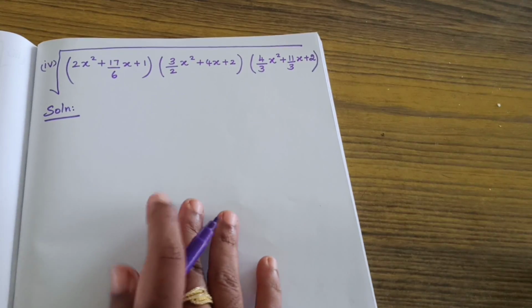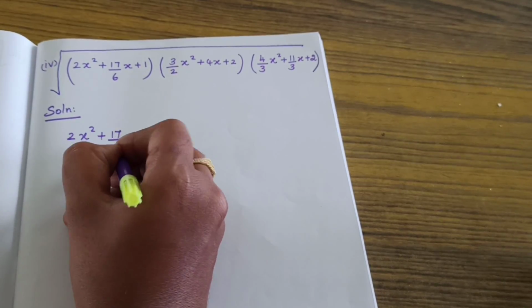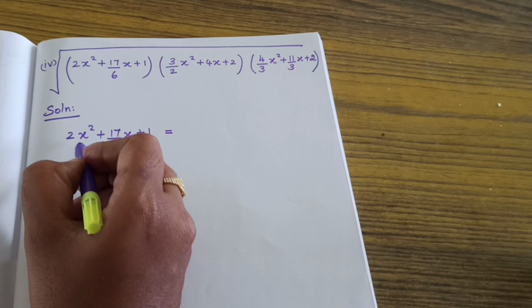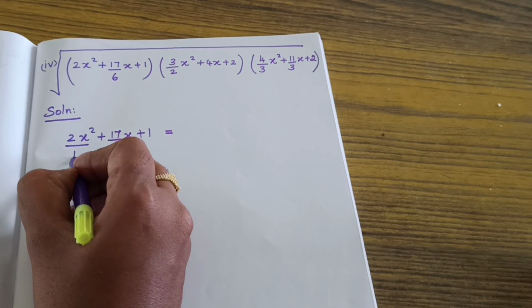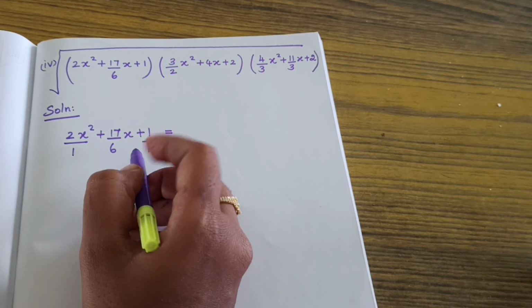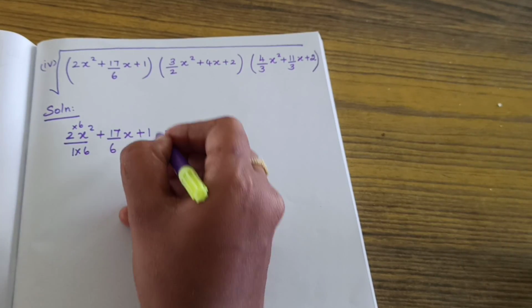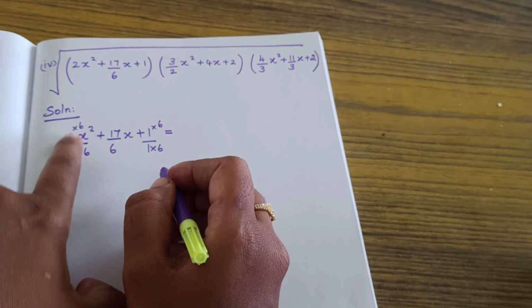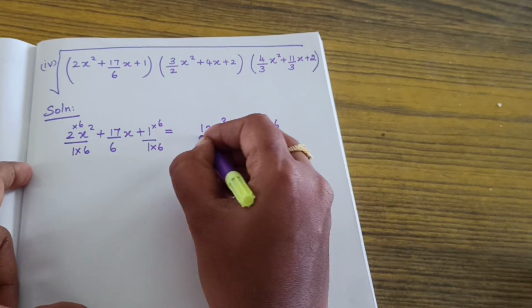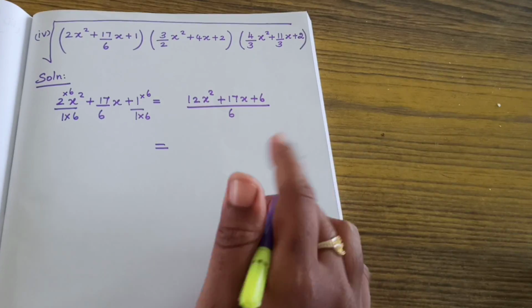Solution. Listen. First term by term I am splitting. 2x² + 17x/6 + 1 equal to. Here 6 now, denominator 6. So here I am writing 1. Here also 1. I need to change every denominator as 6. What I can do? Into 6. Here also into 6, here also into 6. So what is the answer? 6 2s are 12x² + 17x + 6, the denominator like term, so 6.